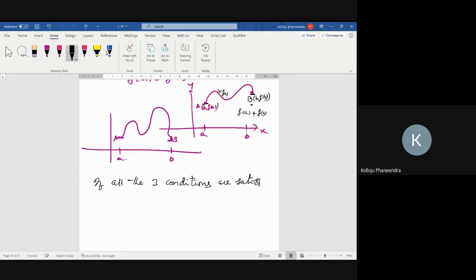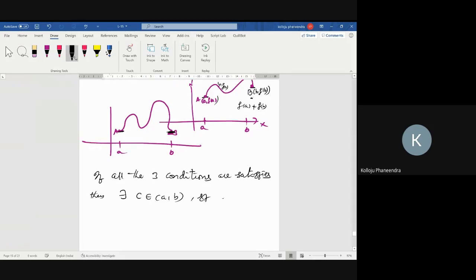First condition is continuous, means at every point the curve must be defined. Second condition, f of x is derivable, means at every point the function has tangent. Third point, f of a equal to f of b. Then there exists a point c belongs to open interval ab, neither a nor b, in between a and b, such that f dash c equals 0.